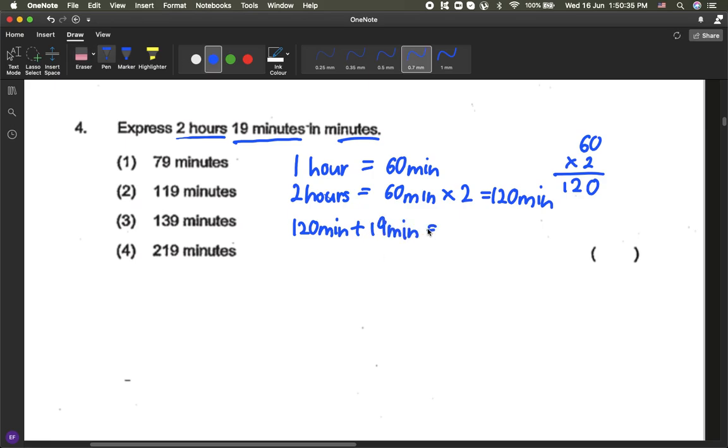So here. 19 minutes. So let's do our working again. 0 plus 9 is 9. 2 plus 1 is 3. And 1 plus 0 is 1. So we have 139 minutes. So the answer for this question is option number 3, 139 minutes.